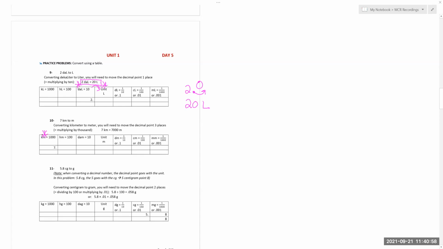If you're doing kilometers to meters, that's 1, 2, 3 in that direction. So this is 7 kilometers, 1, 2, 3, making it 7,000 meters. If I want to go centigrams to gram, I'm moving 1, 2. So my 5.8, the decimal is moving 1, 2, making it 0.058 grams.